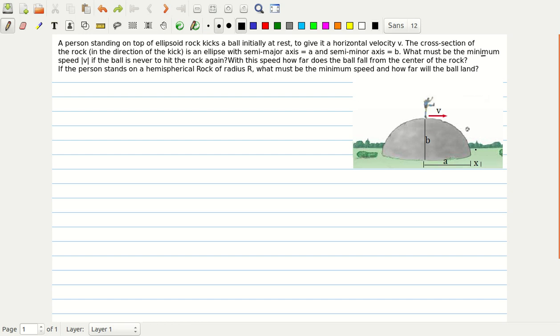If the person stands on a hemispherical rock of radius r, what must be the minimum speed and how far will the ball land? So the second part of the question is simply what happens in the special case if this ellipse is a hemisphere of radius r. To solve this problem, first we have to realize that the path of the ball is going to be a parabola, and this rock is already in the shape of an ellipse, right? So we have to find out how that parabola can lie on the shape of this ellipse.